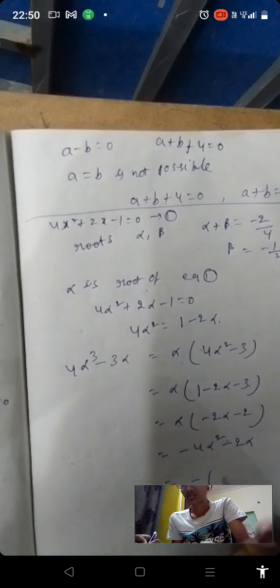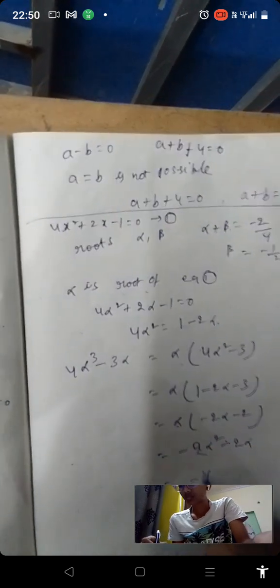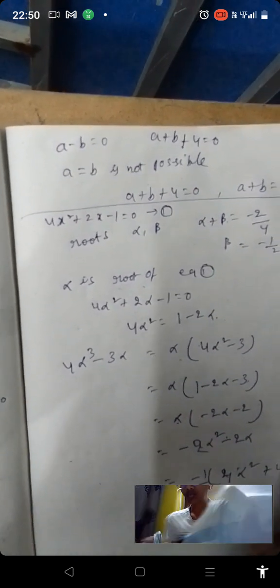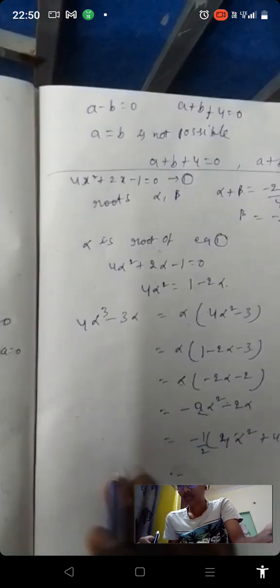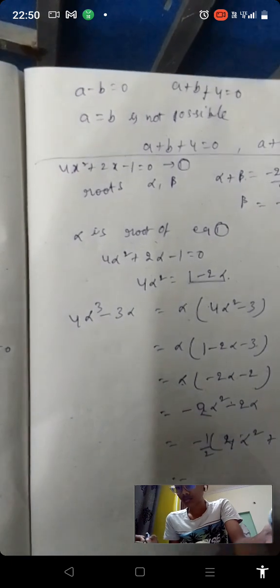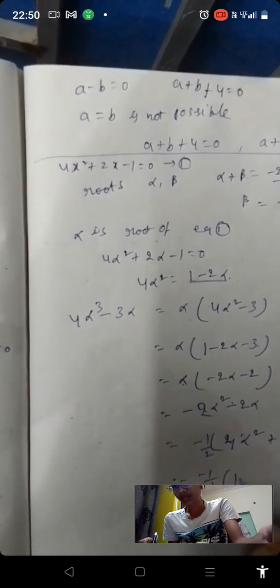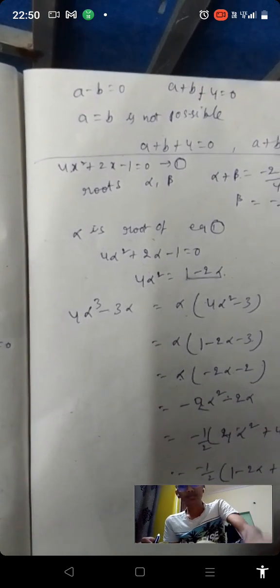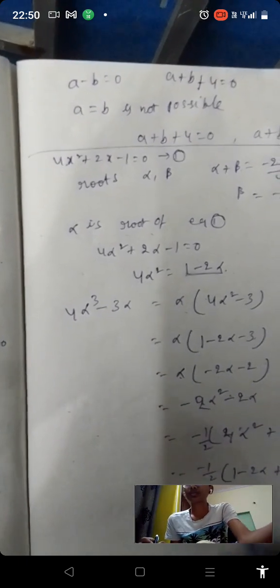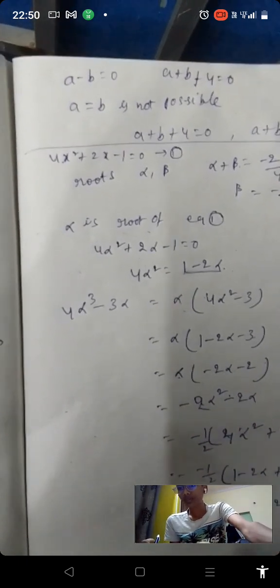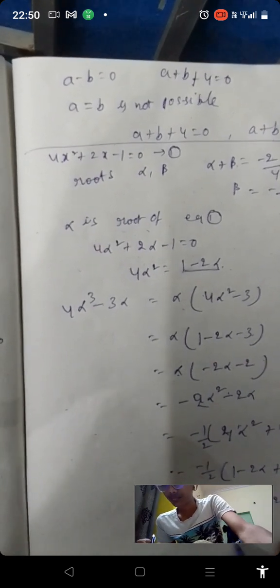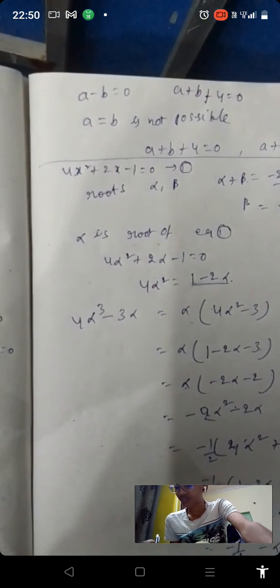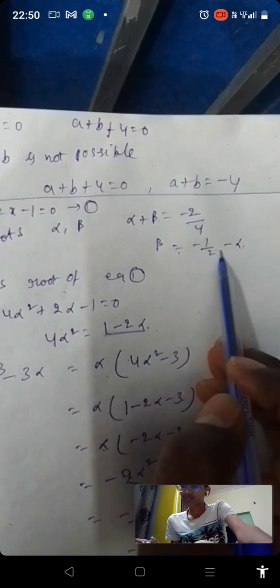Take minus as common: minus 1 by 2 into 4 alpha square plus 4 alpha. Again, 4 alpha square value is given: minus 1 by 2 of 1 minus 2 alpha plus 4 alpha. So minus 1 by 2 of 1 plus 2 alpha. So minus 1 by 2 minus alpha. So minus 1 by 2 minus alpha value is beta.